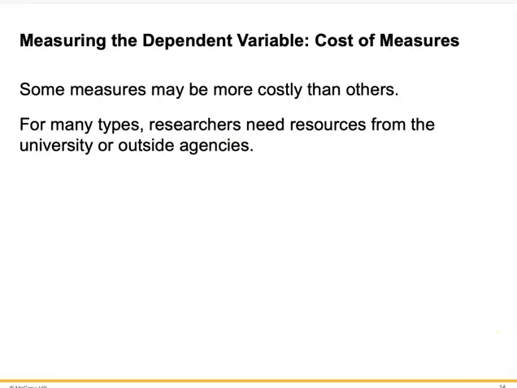And the cost of measures. Some measures may be more costly than others. Paper and pencil or self-report measures are generally fairly inexpensive. But measures that require maybe training the observer or elaborate equipment may become quite costly. So for many types, researchers need resources from the university or outside agencies in order to conduct their experiments.